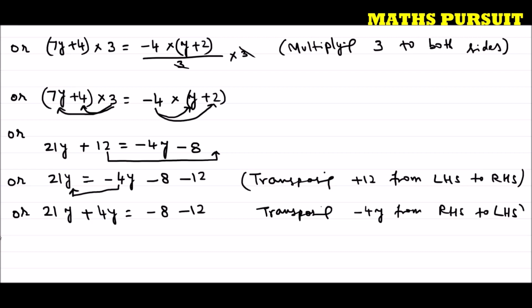And guys, we very well know that if you move a number from one side to the other, its sign changes. If it is positive, it becomes negative. If it is negative, it becomes positive. So for that reason, minus 4y, when it moved to the left, it became positive.